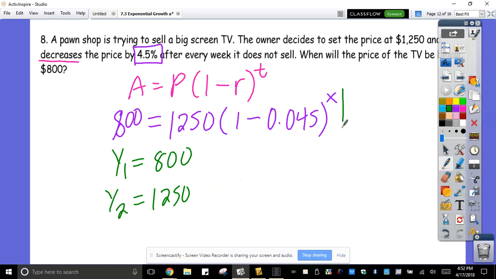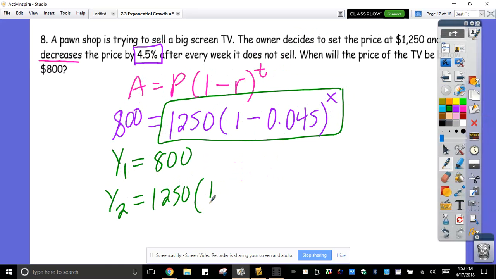You can write the entire thing here, or you can just subtract 1 minus 0.045 to the x. For me, I'll just save my time here. This is what you need to put in the calculator and find their intersection. Again, you have to play with the window in order for you to find the intersection of the two graphs.